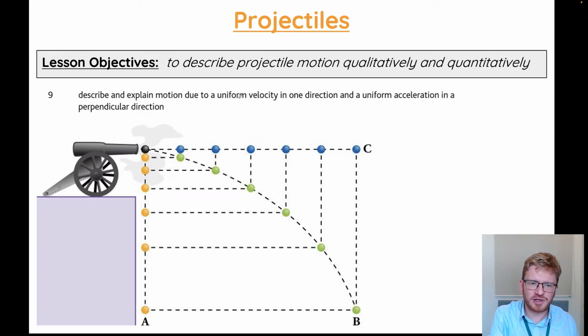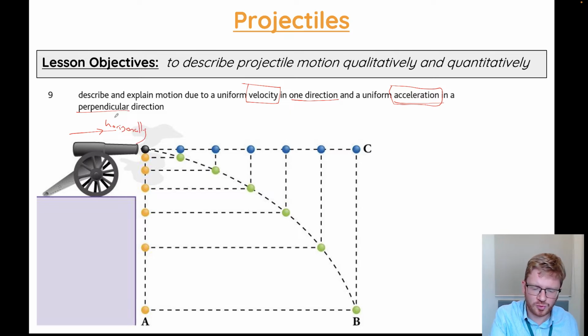It's describe and explain motion due to uniform velocity in one direction and uniform acceleration in the other. So we're basically comparing the idea of having velocity in one direction but accelerating in another, always perpendicular. That's just going to keep things a little bit simpler. Now the classic example of that is a cannon firing. So in this case it is horizontal, or being horizontally fired.